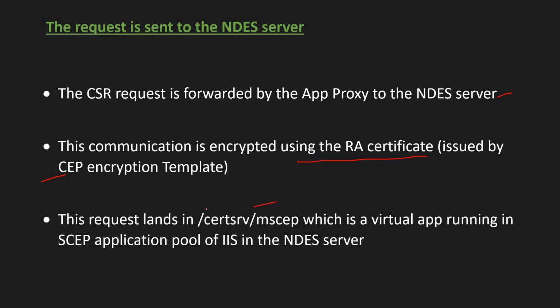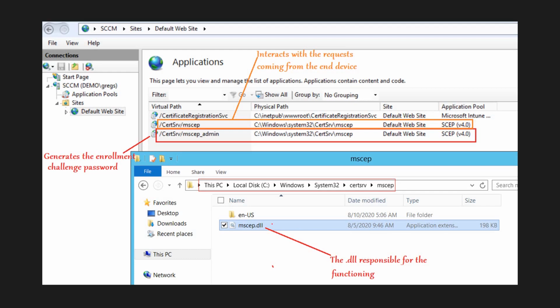The request from the device to the NDES server lands in the certserv mscep virtual application pool, which is responsible. And this is the mscep.dll. So if you go to the C drive, Windows, System32, certserv, mscep, over here you will be able to see this DLL, which is responsible for the entire functioning of the NDES server. Okay, now going back to the diagram.